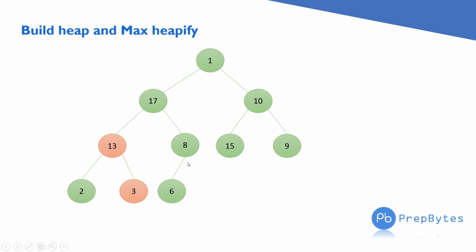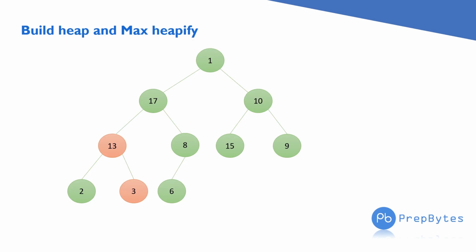So first we have to check whether the node is a leaf or not. Why we have to check: we are starting from non-leaf, so you might be confused why we are checking for leaf. But we have to check, because when 13 and 3 are swapped, 3 became a leaf. It was not a leaf before, it became a leaf now. So when max heapify is called on 3, it will say that I am a leaf, you do not have to do anything on me.